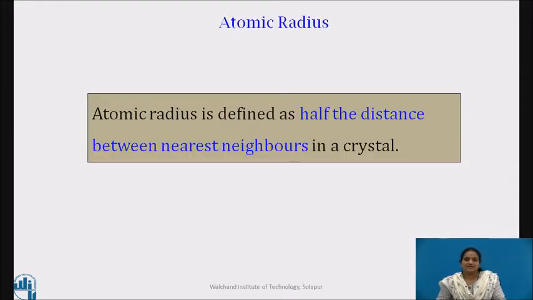Now the next parameter is atomic radius. The relationship between the apparent size of the atom and edge of the unit cell where one atom is attached to a lattice site can be determined. By applying simple geometry, the relation between the atomic size and the unit cell edge can be computed. So atomic radius is defined as half the distance between nearest neighboring atoms in a unit cell.